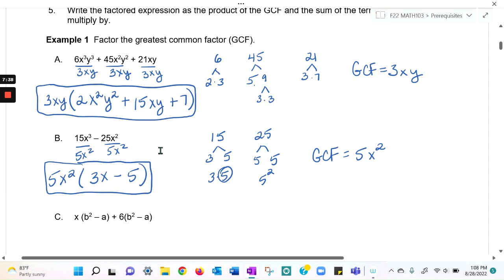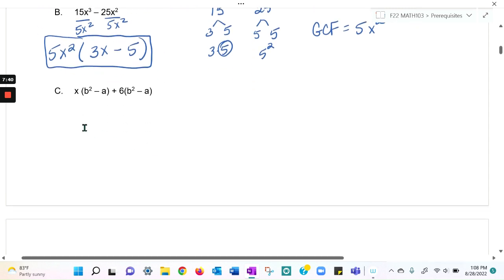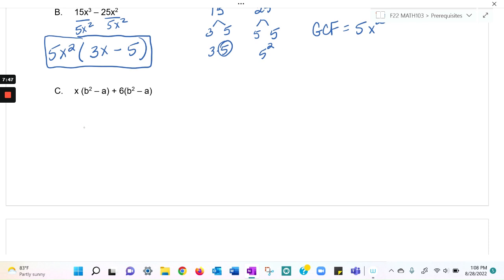So last one, part C. This one is kind of getting us ready to talk about factoring by grouping. That's the next strategy we'll talk about, or type of factoring. Notice that what's common is actually this parentheses. And looking at what's out front of the parentheses, 6 and x, they don't have anything in common with each other. So our GCF is actually going to be b squared minus a.